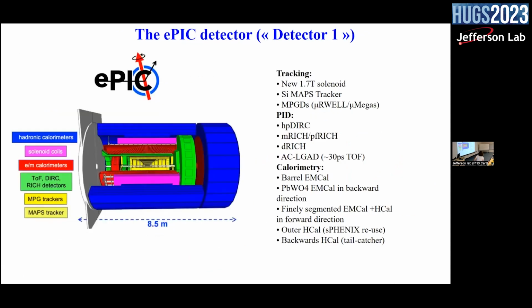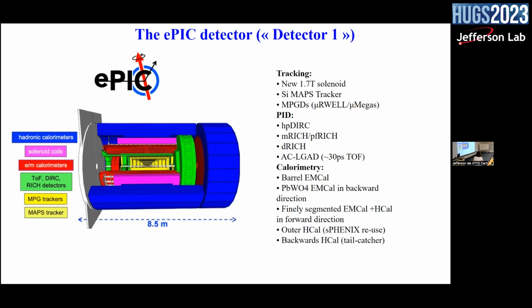So the detector concept that was chosen was this ePIC detector, which is called detector 1. There are still discussions ongoing for a second detector, and there are groups that are discussing that, but this is the detector concept that came out.